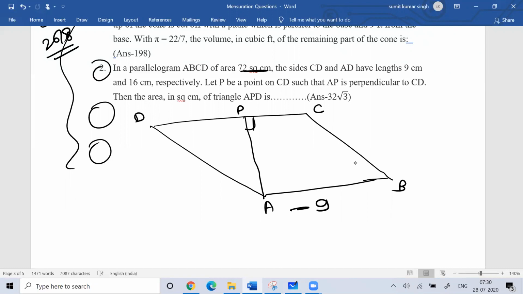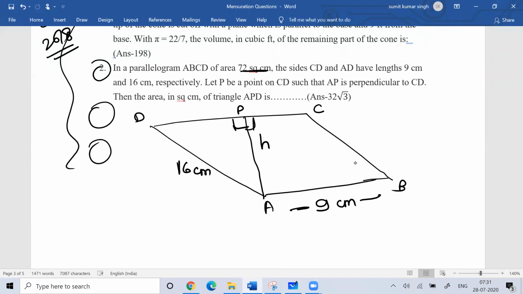Because there's no space, I'm writing it here. CD is 9 and the AD is 16. This is 16 centimeter. This is 90 degree. So let P be the point on CD such that AP is perpendicular to CD. Then the area of the triangle. So you understand this. Suppose this is H.